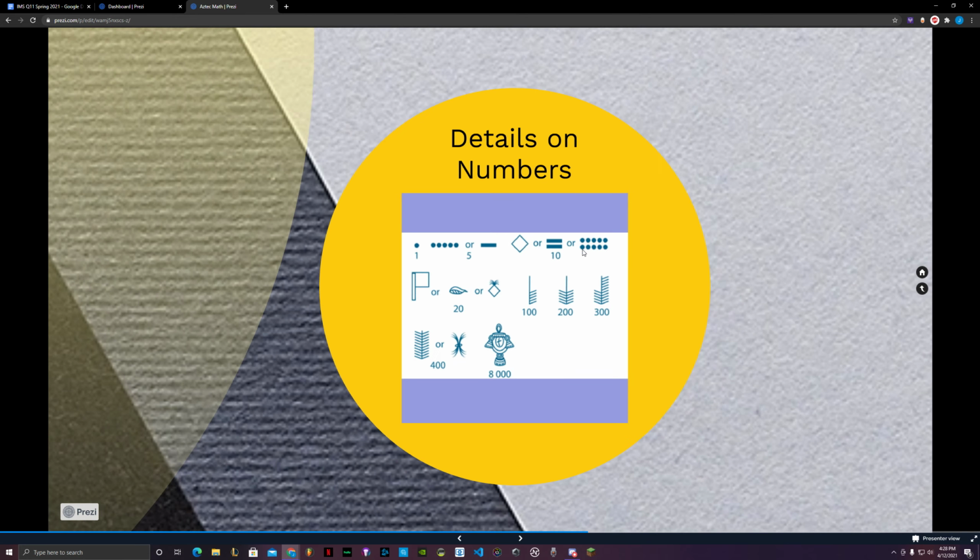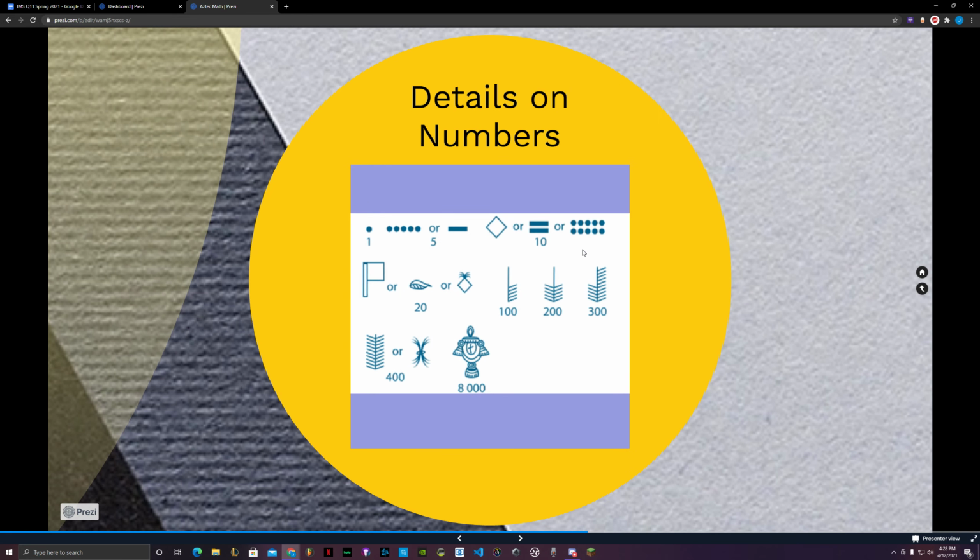So these are some pictures of the number system that they had. A 1 represents a dot, a 5 can be a bar or 5 dots, a 10 can be 2 bars or 10 dots or a square. For 20 they had different types of symbols. I'm pretty sure there's more, but these are just some of the symbols that they had for the number 20, and then this list goes on.